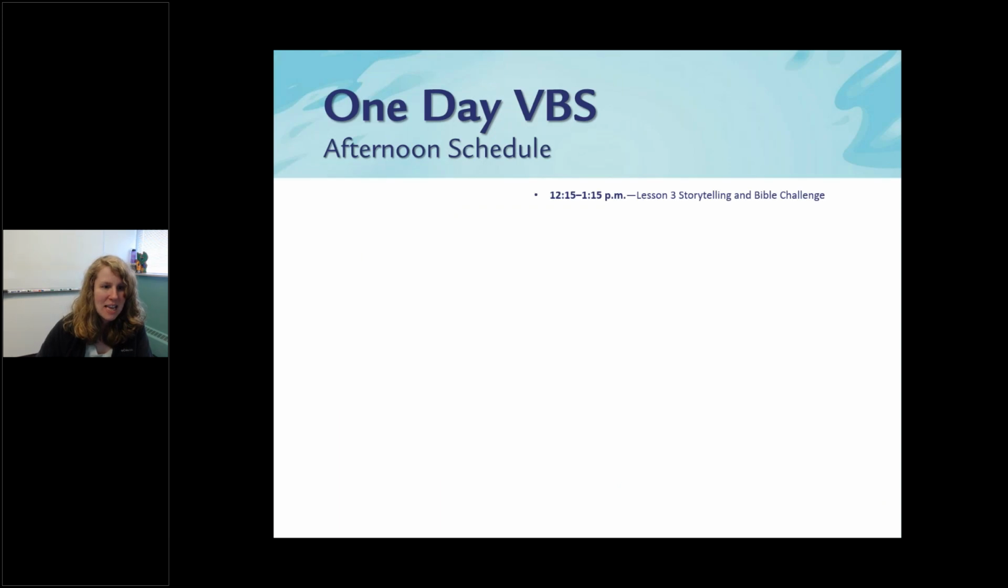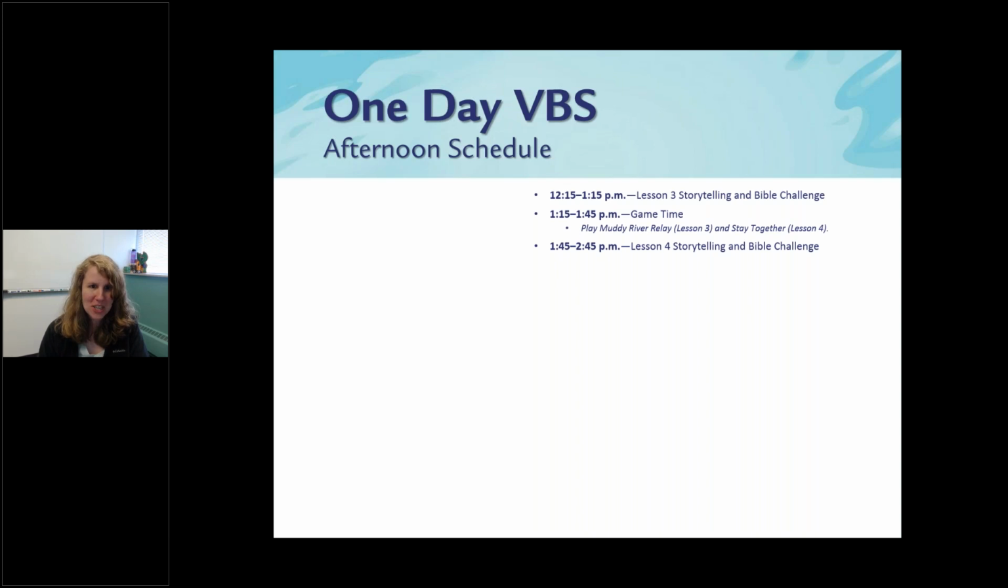After lunch, we're going to go into the afternoon schedule. We'll pick right up again with lesson 3, storytelling and Bible challenge. We'll have another time for games. Our suggested games here are our muddy river relay, where kids go back and forth and have to fill up some glasses with muddy water, and also stay together, which is our obstacle course for this year. Then we'll do our lesson 4, storytelling and Bible challenge.